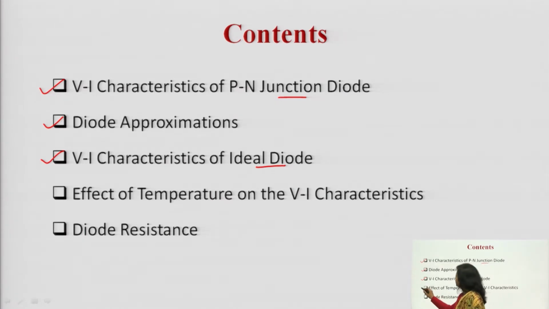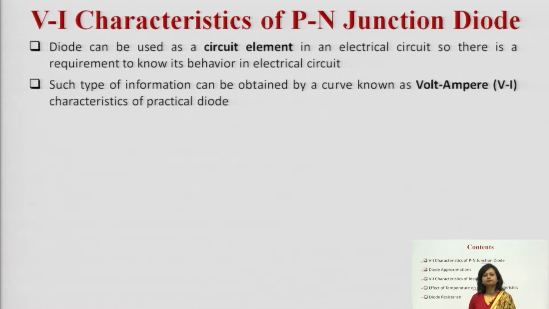Then I will be discussing the effect of temperature on the VI characteristic. What is the effect of temperature on the characteristic and the diode resistance? There are two possible types of resistances which you can calculate, AC resistance and DC resistance. So, both the resistances we can calculate. Let us begin with the first topic, which is the VI characteristic of a PN junction diode.